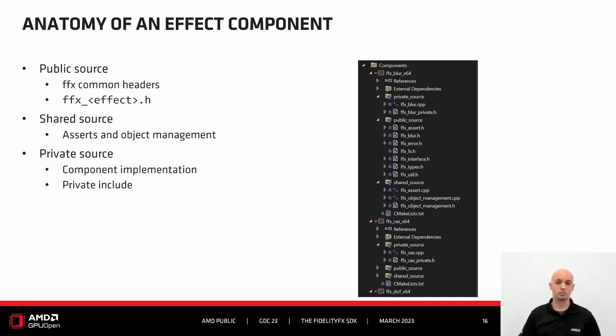Public source contains all of our top-level common SDK include files. This includes the SDK interface, as well as things like errors, types, and utility headers, as well as the CPU host-side effect header, which we'll look into more in a moment. Shared source contains platform hooks for assert definitions and convenience functions for resource and pipeline releasing. And private source is where you'll find the implementation details for the effect component, as well as header definitions for all private structures used.